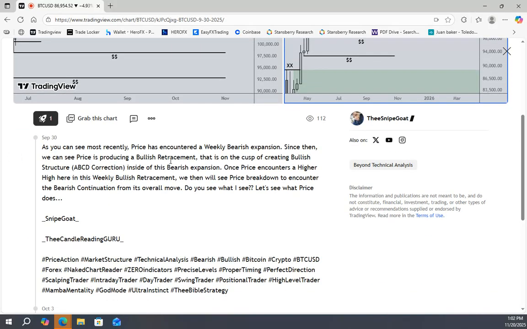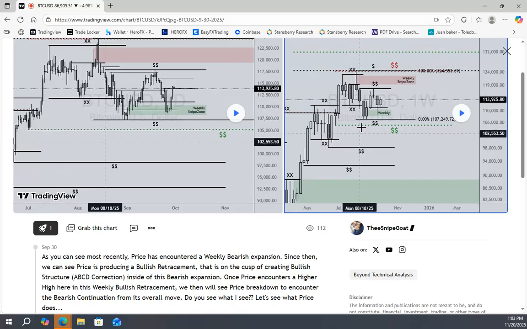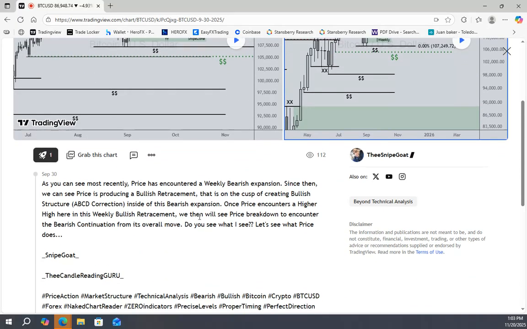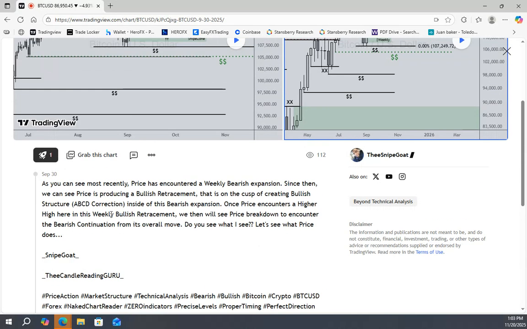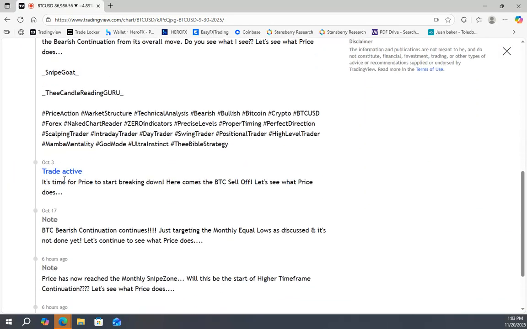As you can see, most recently, price has encountered a weekly bearish expansion. Since then, we can see price producing a bullish retracement that is on the cusp of creating a bullish structured ABCD correction inside of this bearish expansion. We then will see price break down to encounter the bearish continuation from its overall move. You feel me? Updated, folks. October 3rd. Look, October 3rd, I said trade is active. It's time for price to start breaking down.